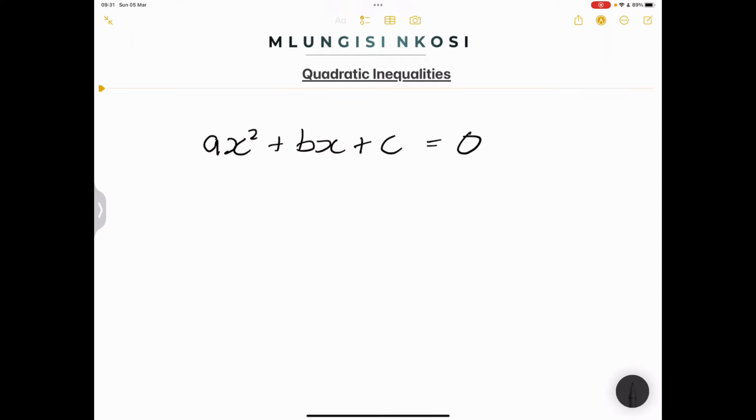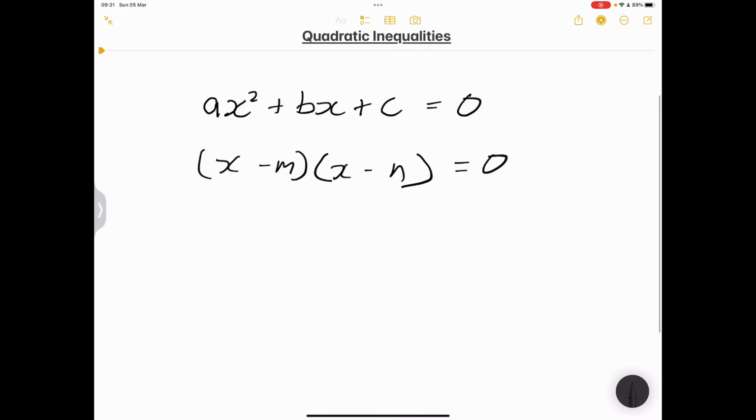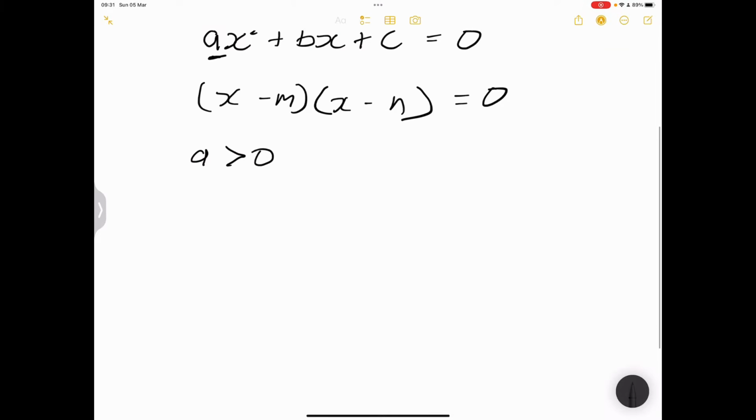So supposing that we get the roots of the equation, let's say that's x minus m and x minus n. Now when we factorize or get the roots of the equation, what actually does it mean? Remember, if the value of a is greater than 0, meaning a is positive, the coefficient of our x squared, then that is a concave up parabola. Let's try and represent that graphically.